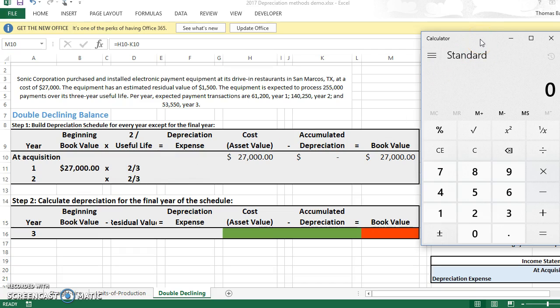So I'll show you in the calculator what we're doing here. We're going to take the $27,000, which is that beginning book value. Notice we're not doing the depreciable cost here. We're doing the full book value in double declining. This is the one where you don't do depreciable cost.